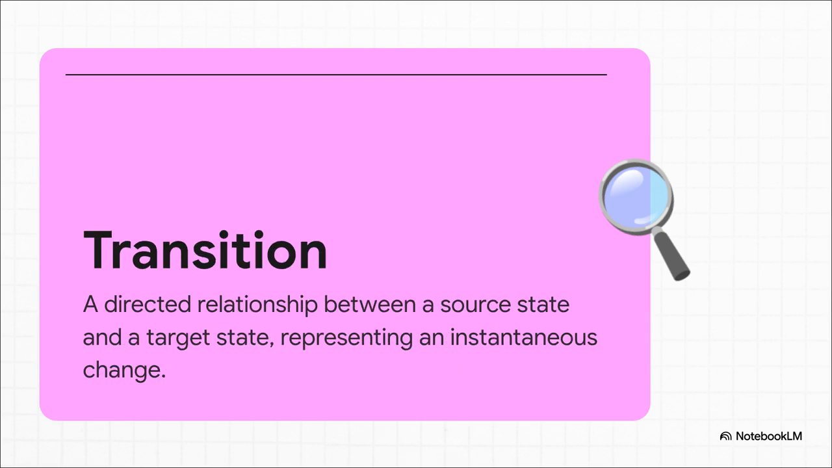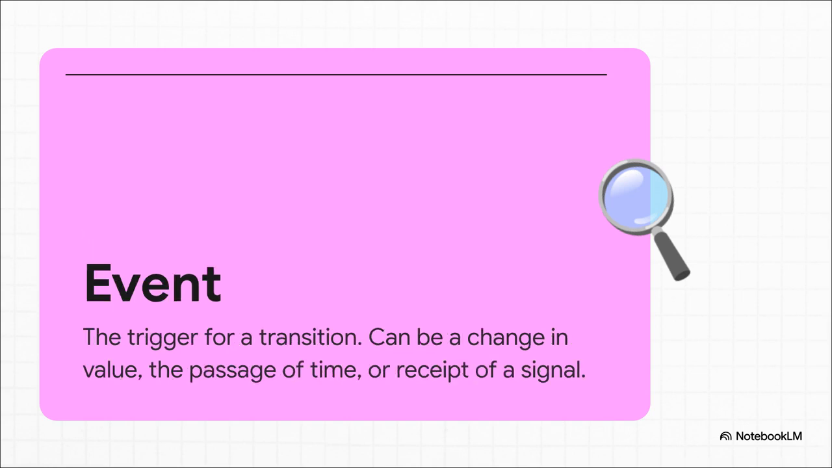Got it. And those arrows connecting them? That's how it changes? Precisely. That's what we call a transition. It's that instantaneous jump from one state to another, from the source state to the target state. And something has to cause that jump, right? That's the event. An event is the trigger. So for our ATM, you inserting your card, that's the event.